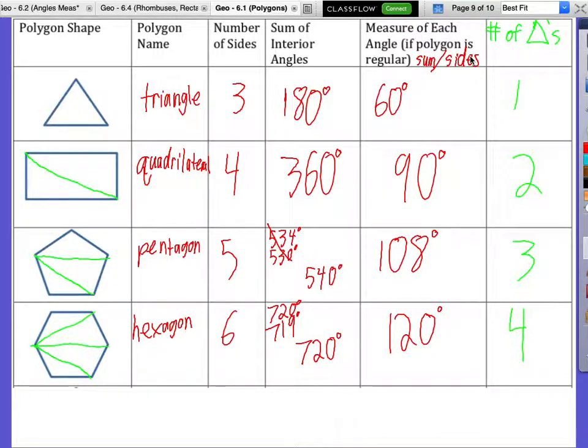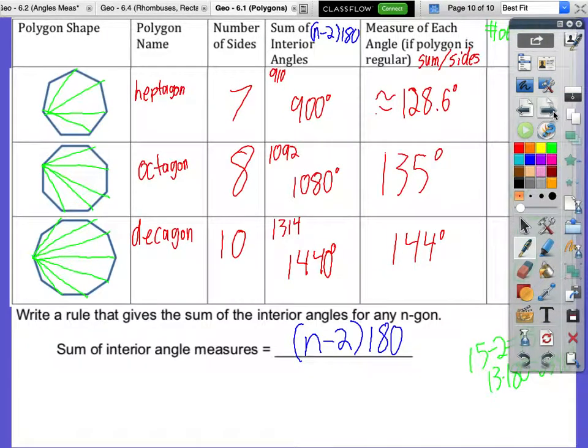So because a pentagon has 3 triangles really inside of it, if we go from one point and make all the diagonals, we can take 3 times 180 for one triangle and get 540 as our measure. And we're able to go through all of those.